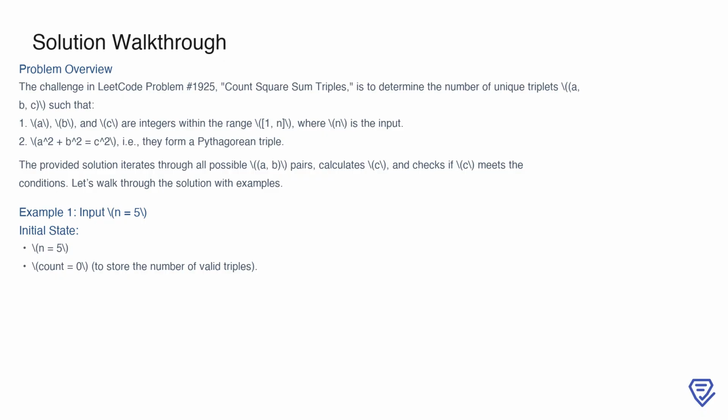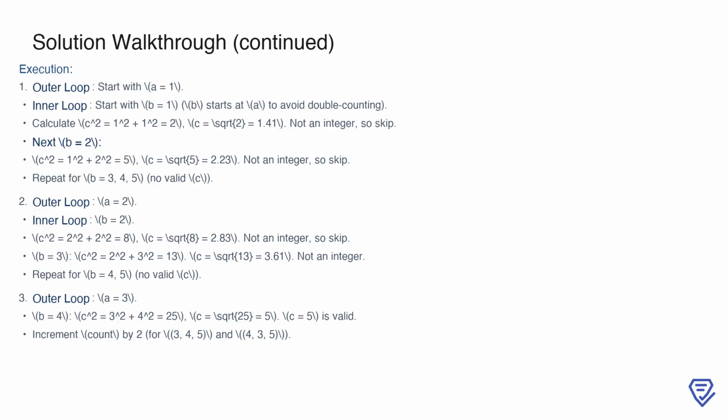To illustrate, let's start with an example where n equals 5. Initially, we set count equals 0 to keep track of the number of valid triples we find. Our goal is to increment this count whenever we identify a valid triplet (a, b, c). We begin iterating with a equals 1. For each a, we start b at a to ensure we don't double count pairs like (a, b) and (b, a).